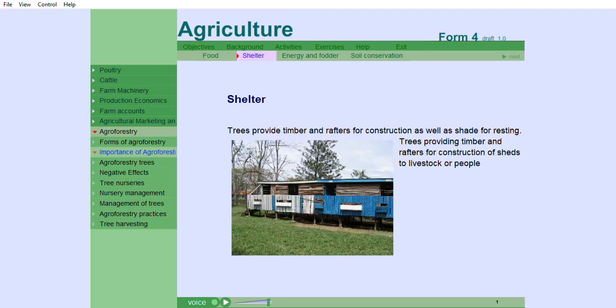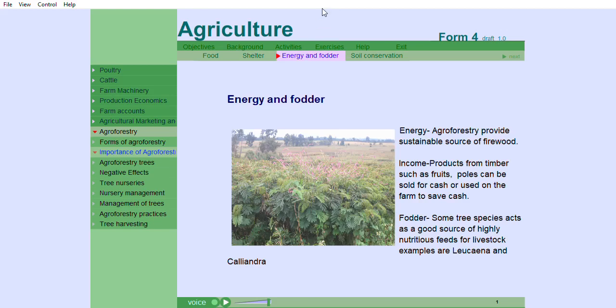Shelter. Trees provide timber and rafters for construction as well as shade for resting. Energy and fodder. Energy. Agroforestry provides a sustainable source of firewood. Income. Products from timber such as fruits, poles can be sold for cash or used on the farm to save cash. Fodder. Some tree species act as a good source of highly nutritious feeds for livestock. Examples are leucaena and kaliandra.